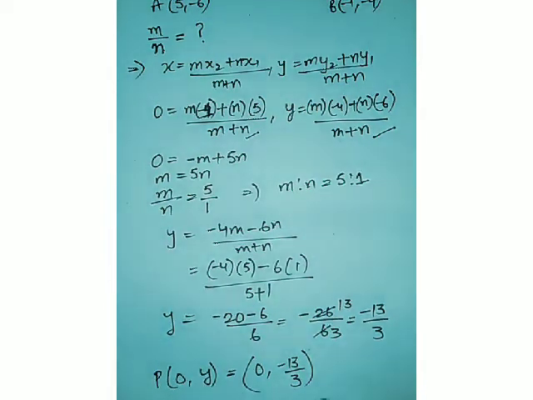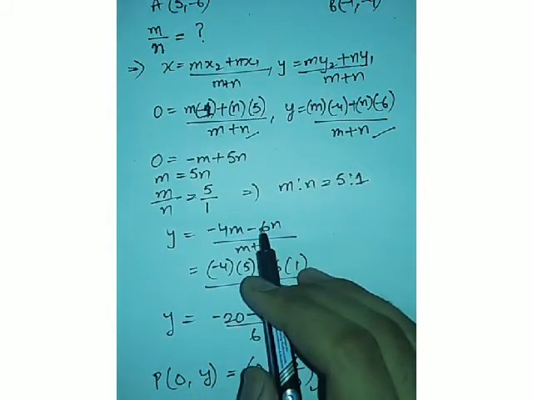This is how you can find the ratio as well as the coordinates of the point which is dividing a line segment. Now only the 10th example is left, so let's move to that example and finish the examples of this exercise.